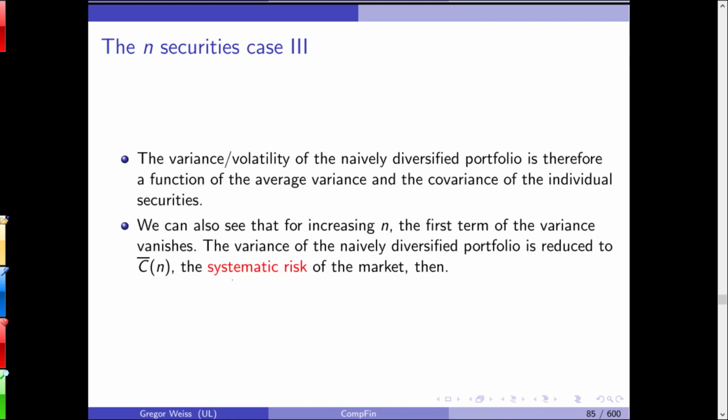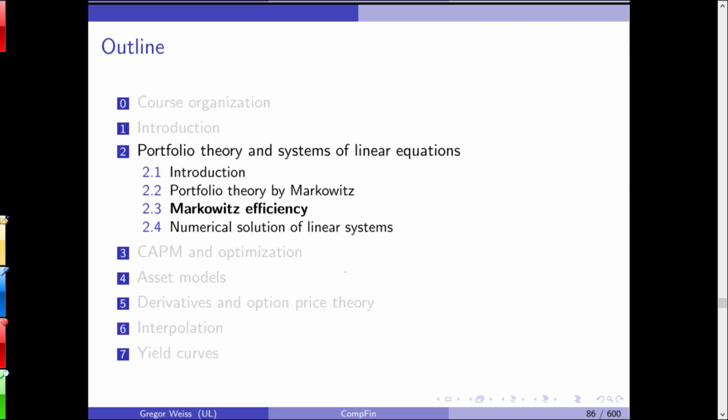Yeah. So this is what we later on will call the systematic risk of the market or the portfolio. You cannot reduce your portfolio risk to 0 beyond systematic risk. And this is a famous example.